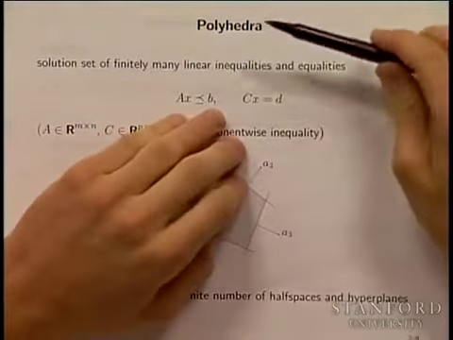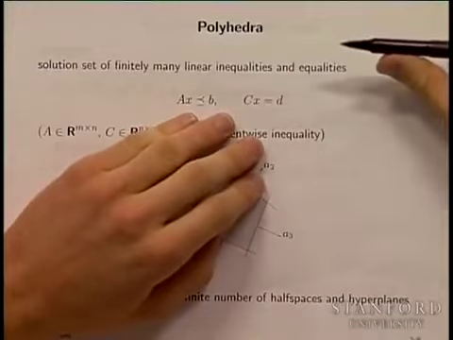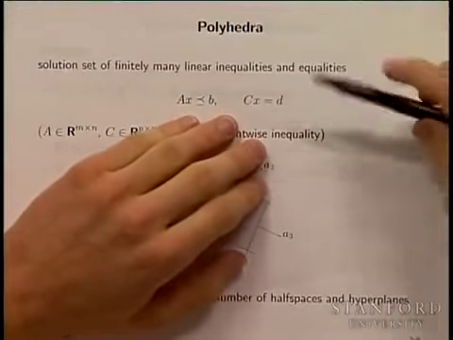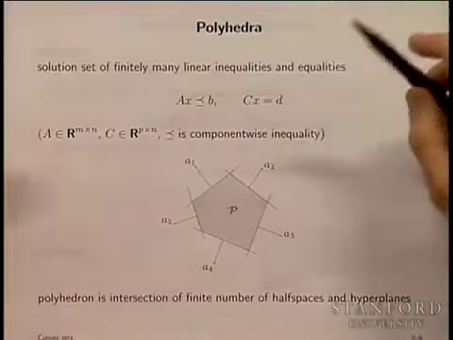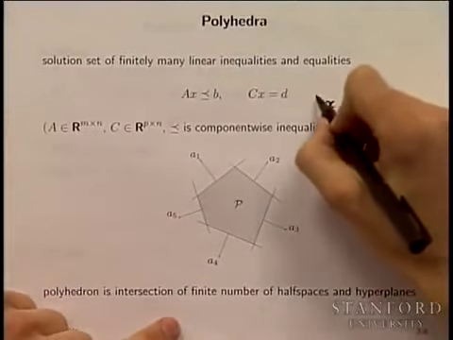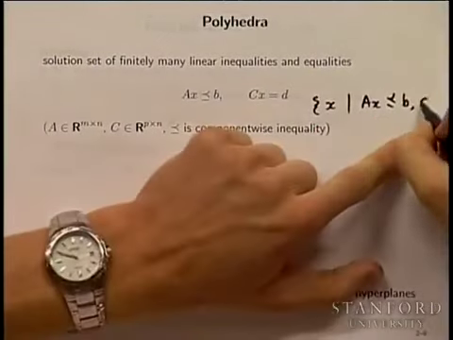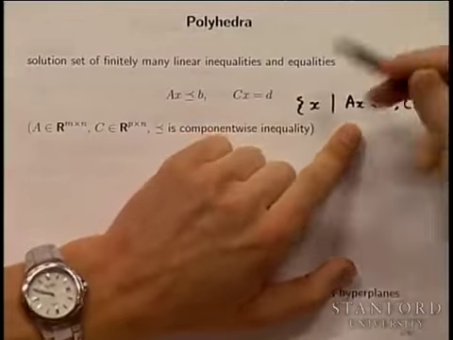So a polyhedron is the solution set of finitely many linear inequalities and equalities. Here's one of the ways that we can represent it. We can say a polyhedron is any x such that Ax is less than b and Cx equals d. And that would be a polyhedron.